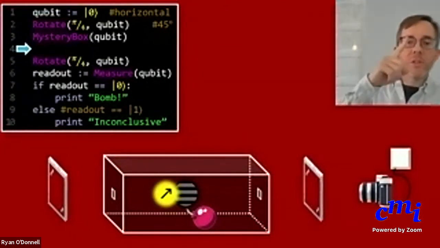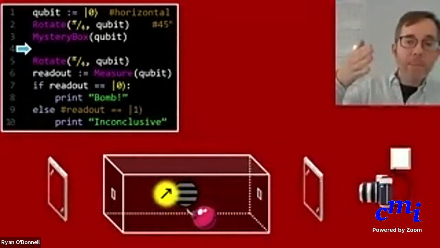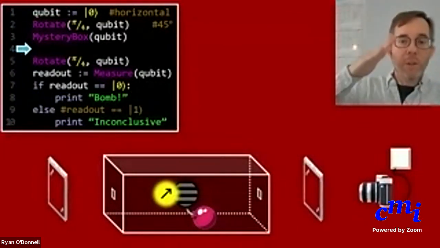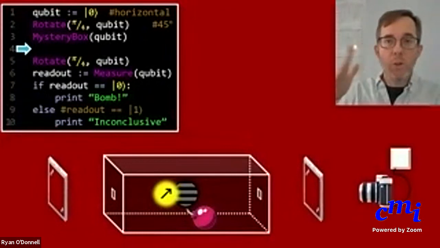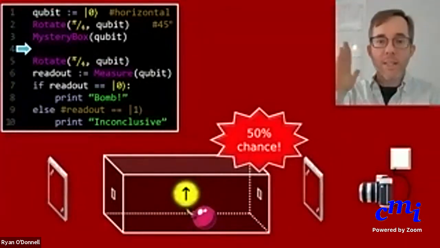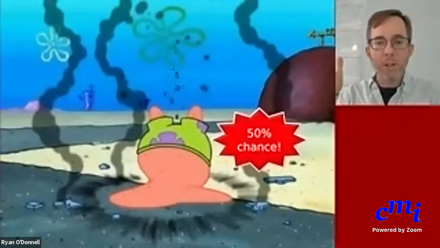You see, when you have an equal superposition going through the horizontal filter, it's kind of like it measures it. And since it's equal, there's a 50% chance it gets measured to vertical and a 50% chance it gets measured to horizontal. So there's two possibilities here. One is that it gets measured to vertical. That's a 50% chance. And that's very bad. In this case, the bomb explodes.